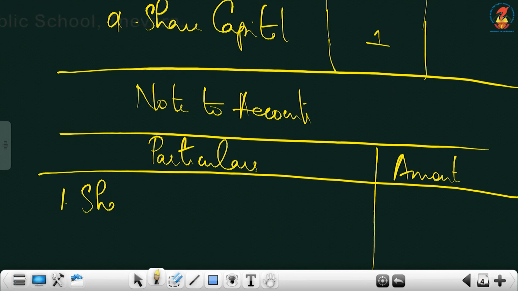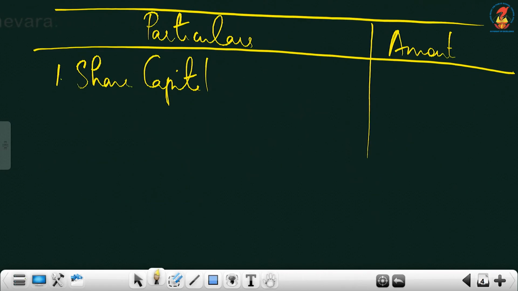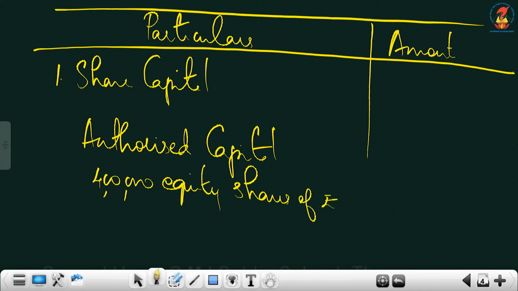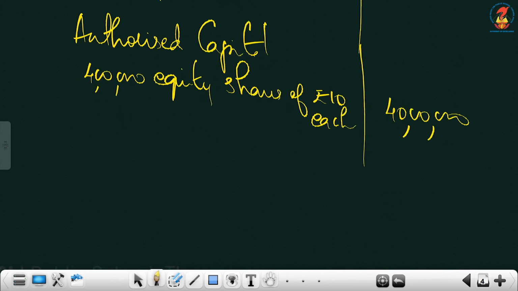So it is share capital and the division we are going to write. The first is authorized capital. Authorized number is, here you have to write 2, that means equity and preference share separately. The number is directly given in the question, you just have to copy. It is 4 lakh equity shares of rupees 10 each. So that is 40 lakhs. Don't double line now because we have preference shares also.